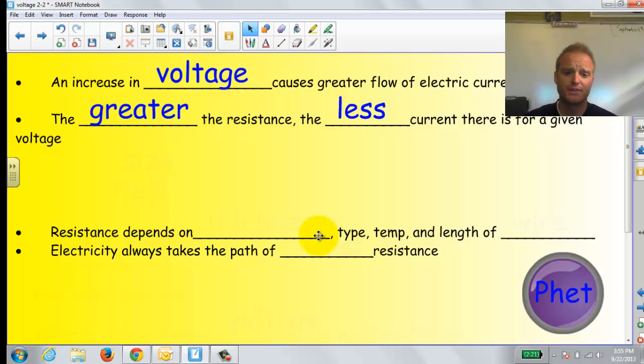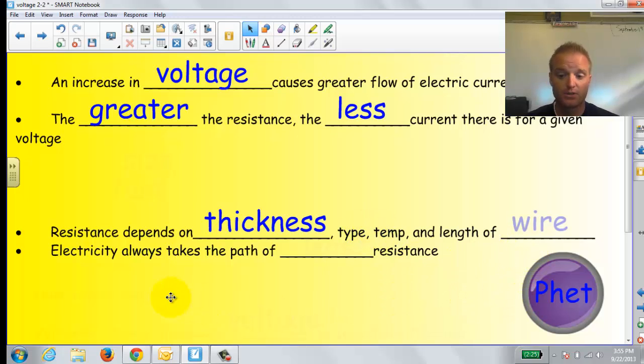So now resistance in a circuit, things that would slow down the flow of electrons, depends on a couple of things. It depends on the thickness of the wire, and the type: if it's copper, iron, or other metal alloys, it depends. Those all affect how electrons will flow through. And also the length of wire. The longer the wire, the more resistance there's going to be. So the final note here is electricity always takes the path of least resistance.